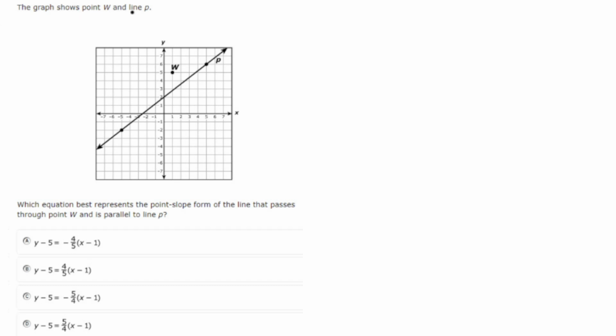The graph shows point W and line P. Which equation best represents the point slope form of the line that passes through point W and is parallel to line P? So there's a lot of things going on right here, but let's go ahead and decipher it first.